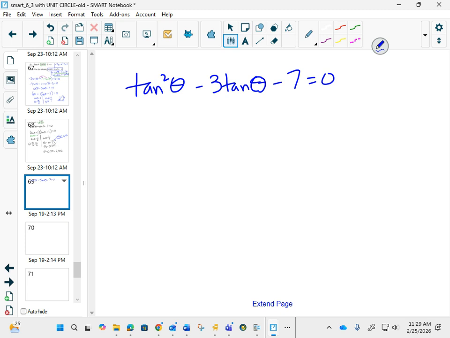Can we factor this? Absolutely not. If you tried, the first ones would have to be 1 and 1. The last one's a 7, so it would have to be 1 and 7. Your outside would be 7, your inside would be 1. Does that ever make 3? No. So we have to use the quadratic formula. The quadratic formula is on your formula sheet.